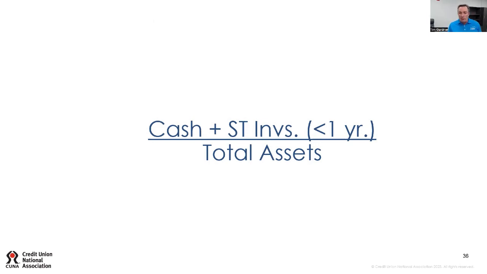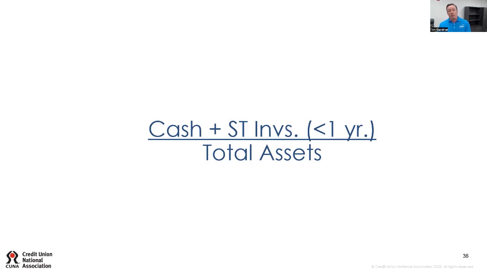So when you calculate this number, credit unions tend to have different numbers. Some credit unions have low cash plus short-term investments. Other credit unions have high cash plus short-term investments. And a lot of it is going to come down to the methodology of your credit union on how it's going to manage liquidity risk, because that's really what we're talking about here.